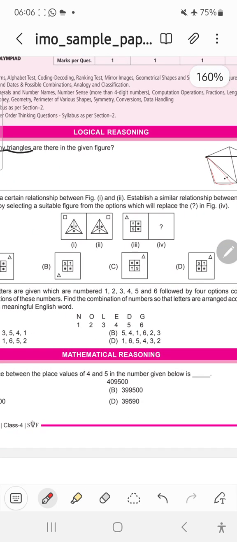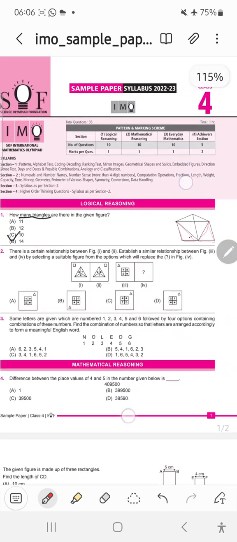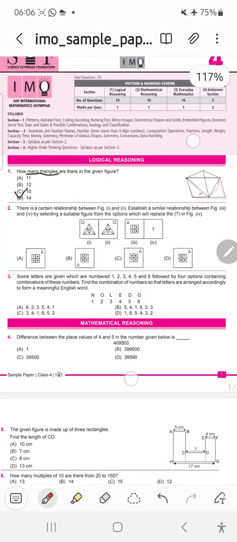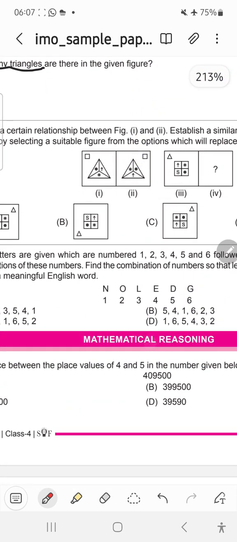Now, in the second question, it is given that there is a certain relationship between the first and second figure. Establish the similar relationship between the third and fourth figure, choosing the suitable figure from the options to replace the question mark. So first of all, there is a triangle, and the triangle has three different figures: one is a star, one a circle and one an up arrow. Then I think the position changed.